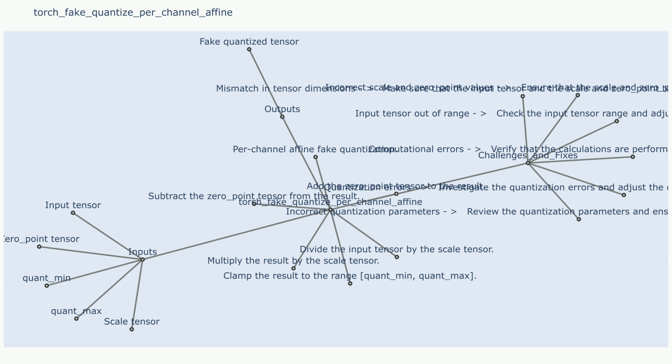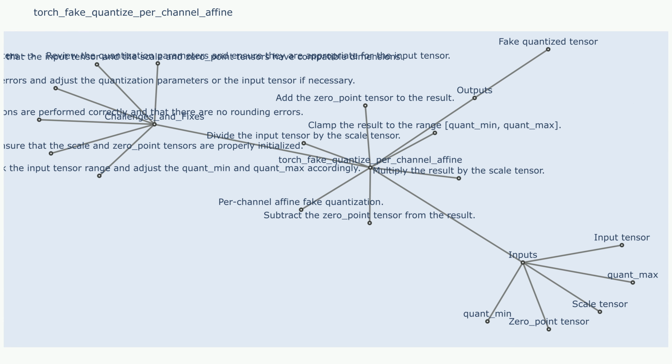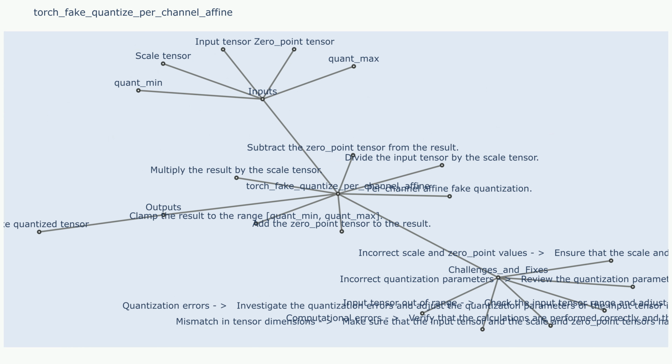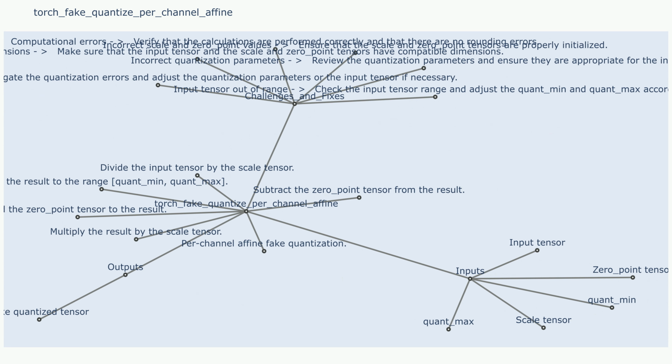Challenges and fixes. Challenge 1: inaccurate quantization due to rounding errors. Sample use case that resulted in challenge 1: when the input tensor contains values very close to the quantization boundaries, rounding errors can lead to inaccurate quantization. Fixes to challenge 1: the scale and zero point values should be carefully chosen to minimize the impact of rounding errors. Techniques like symmetric quantization or using a larger number of quantization levels can be employed to reduce the impact of rounding errors.